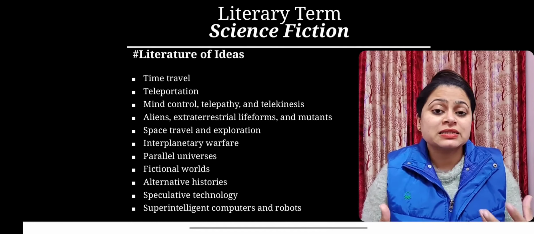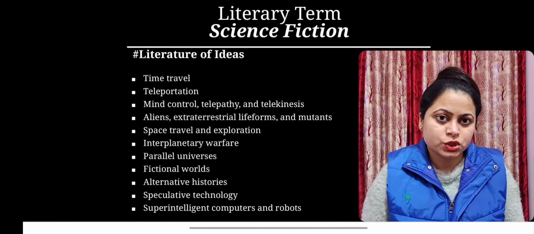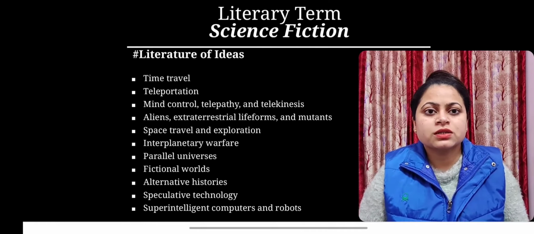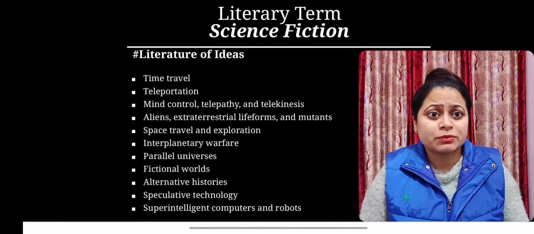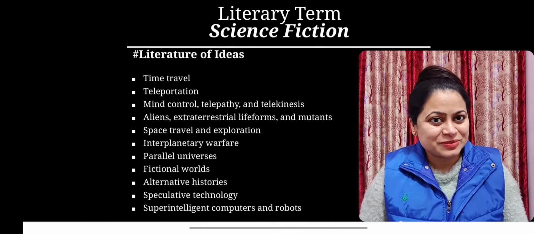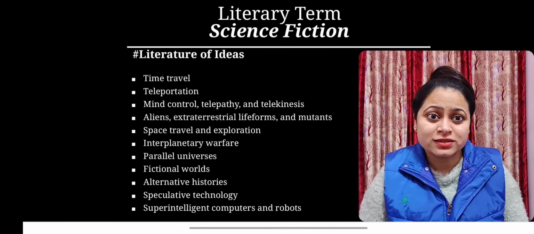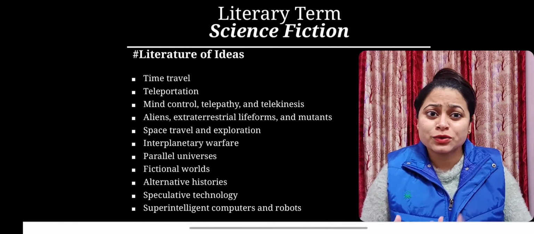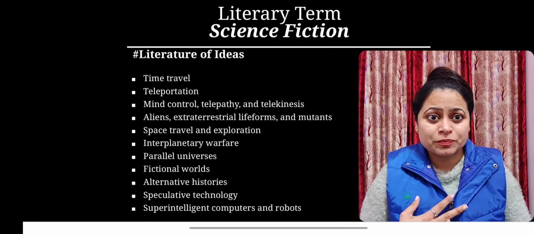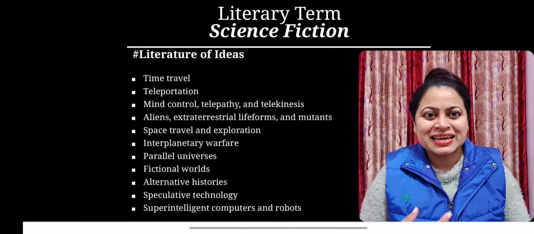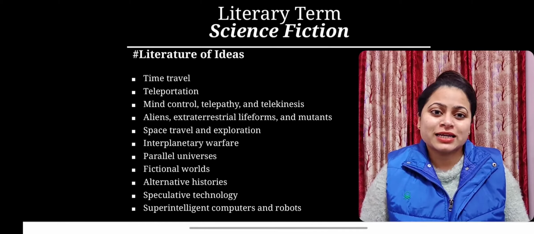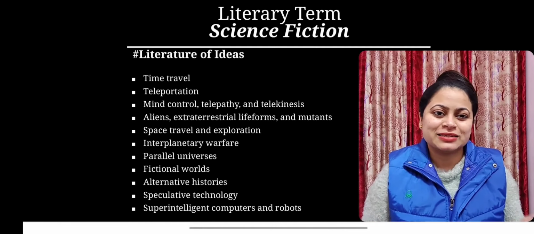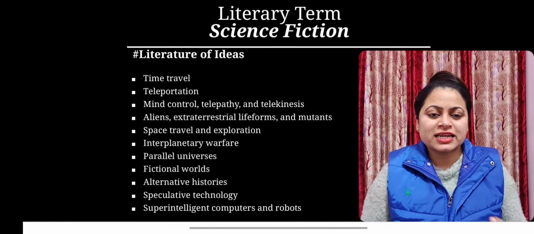We can see these elements in any science fiction: time travel, teleportation, mind control, telepathy and telekinesis, aliens, extraterrestrial life forms and mutants, space travel and exploration, interplanetary warfare, parallel universes, fictional worlds, alternative histories, speculative technology, and super intelligent computers and robots. So these are the elements which we can often find in this genre of fiction.